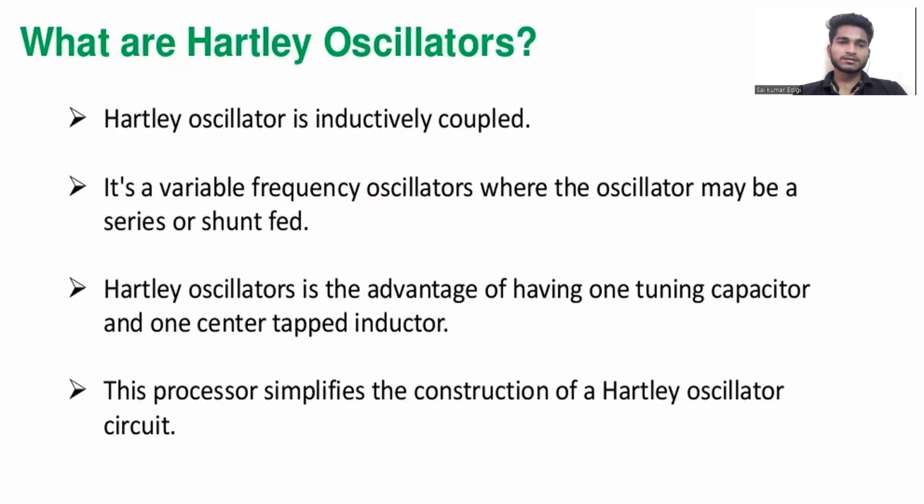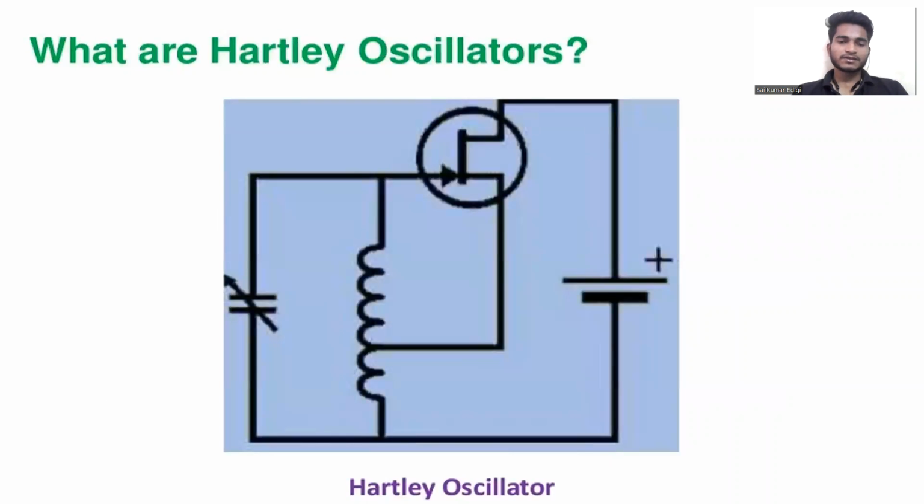What are Hartley oscillators? Hartley oscillator is inductively coupled and it's a variable frequency oscillator where the oscillator may be series or shunt fed. The Hartley oscillator has the advantage of having one tuning capacitor and one center tapped inductor. This simplifies the construction of the circuit. And this is the circuit diagram of the Hartley oscillator. It consists of one inductor, a variable capacitor, a transistor and a power supply.